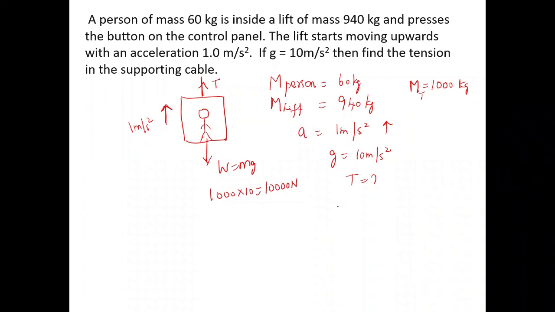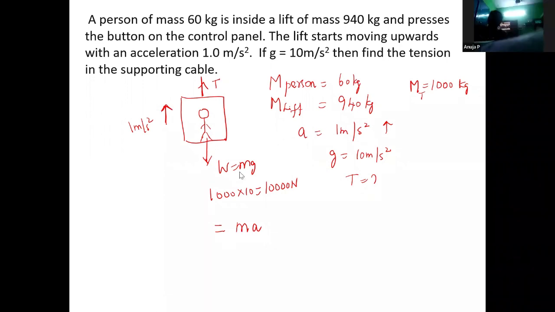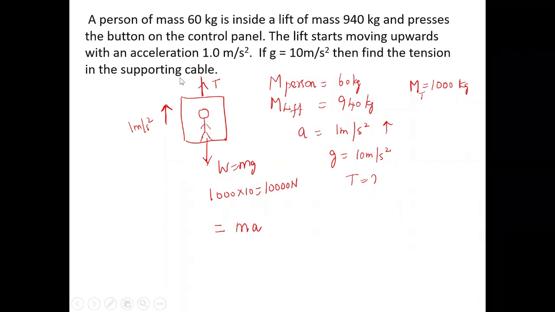Now, always better to write F net. You know the formula: F net is equal to ma. What is the net force acting? m into a. It arises due to two forces: one is the tension T, another is mg, but the net acceleration of the lift is 1 meter per second square. So the net upward force must be more than the net downward force, which gives the net force in the upward direction.